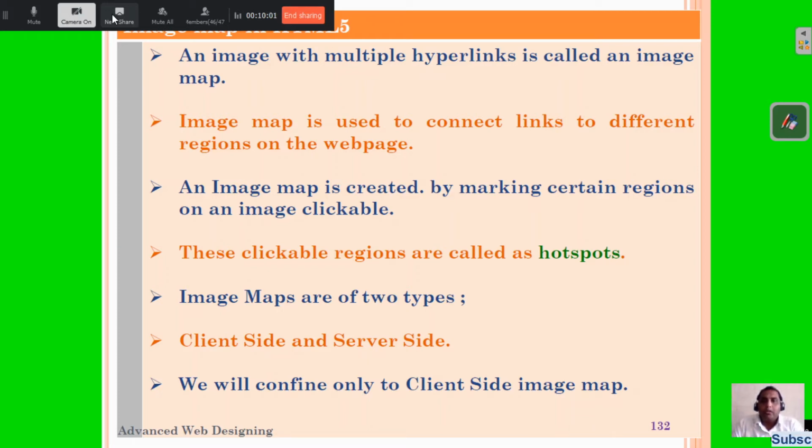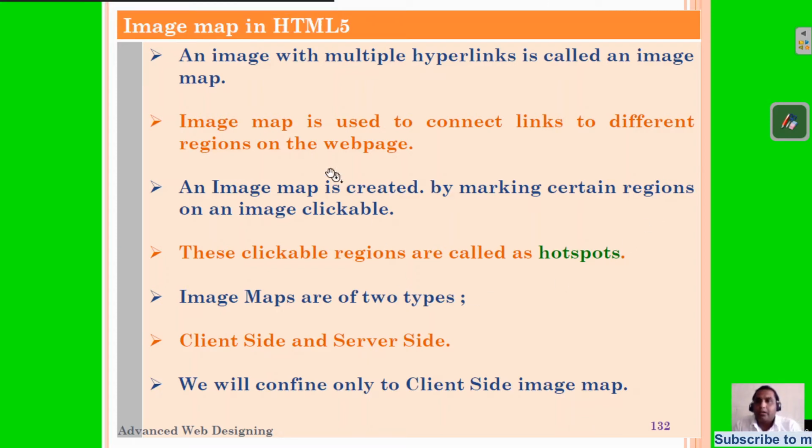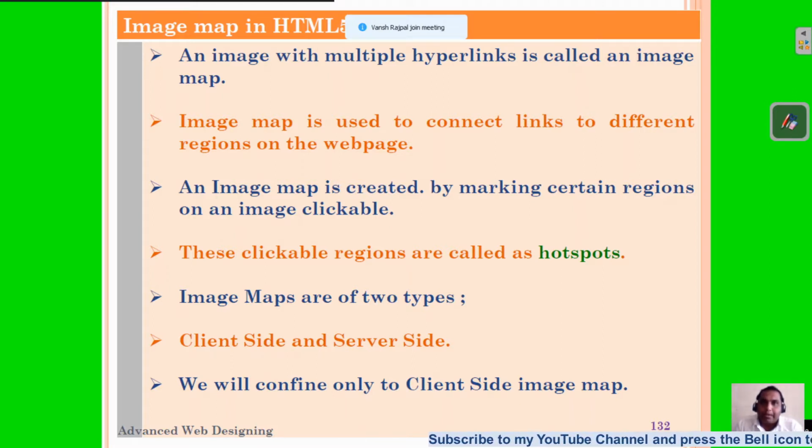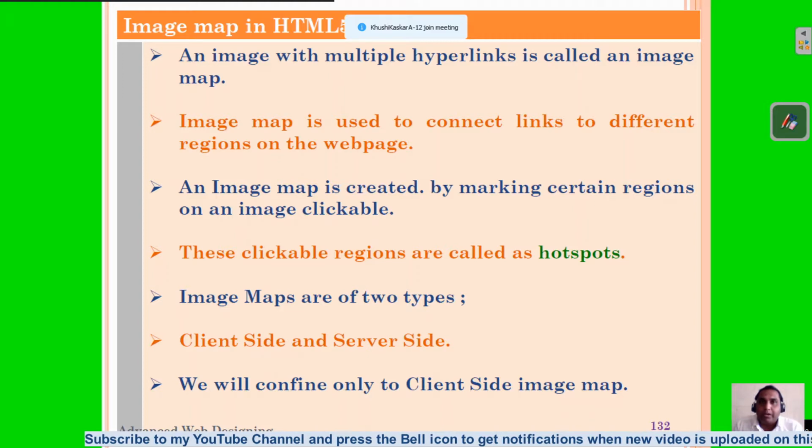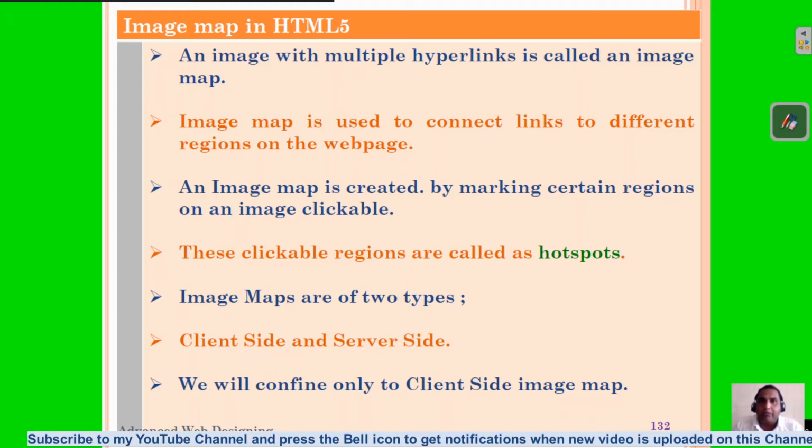Good morning. We are starting with image mapping in HTML5. What is image mapping? Image mapping is mapping an image. Just bring in front of your eyes a map of India, with different states having different information.